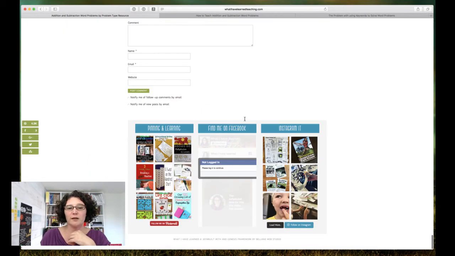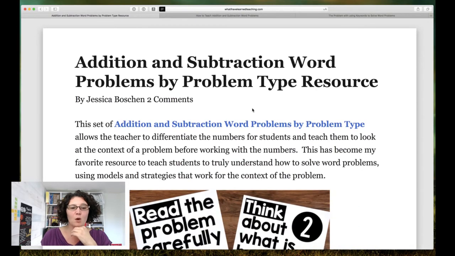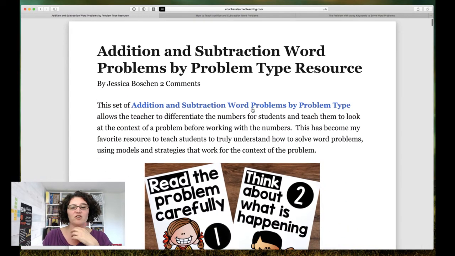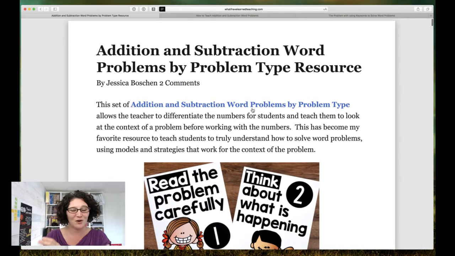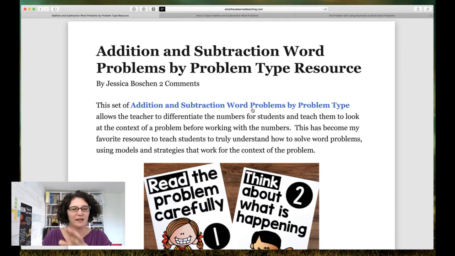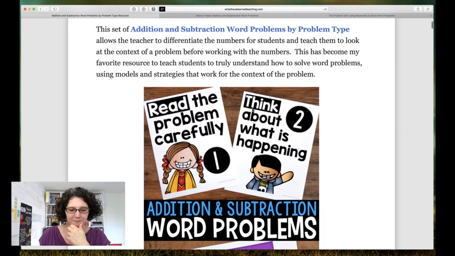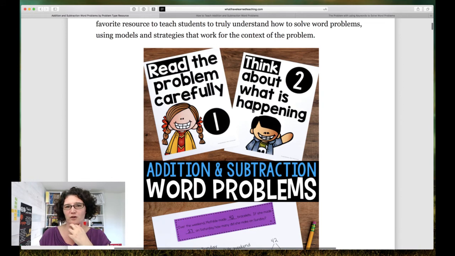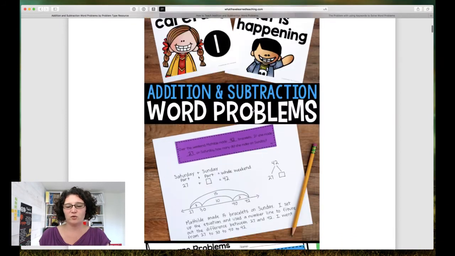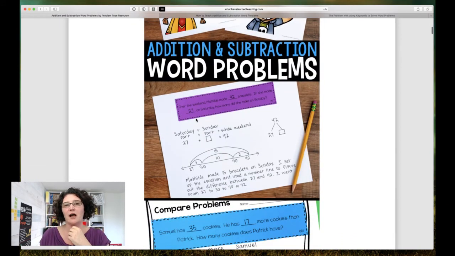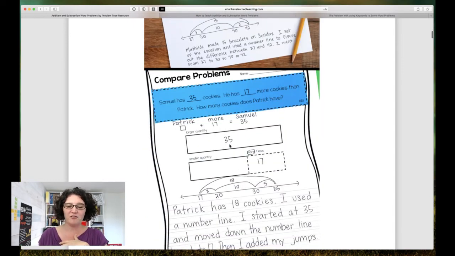These all correlate with a resource, which is this addition, subtraction, word problems by problem type resource. And I think I put a link in there. If not, I'll put it in there. But you can find it through any of those other posts. And this is a resource that I've developed to help students solve word problems and help teachers differentiate the numbers between the word problems. So there are photographs and examples.